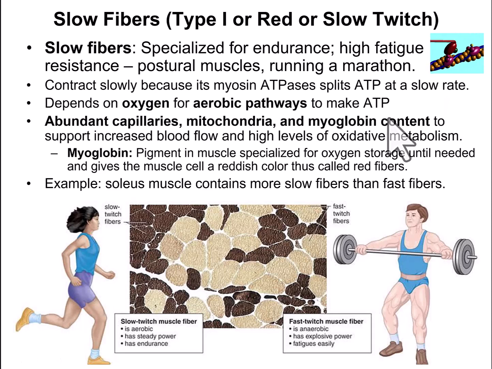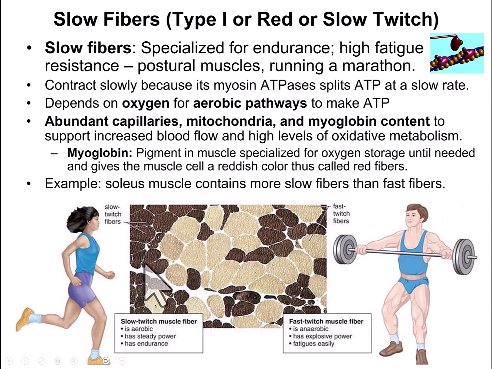And because they primarily depend on oxygen to make ATP, they're going to have abundant capillaries, lots of mitochondria, and myoglobin content to support the increased blood flow and high levels of oxidative metabolism. Remember, myoglobin is a pigment found in muscle that's specialized for oxygen storage until needed. So myoglobin gets loaded with oxygen, and when that muscle cell needs the oxygen, it releases oxygen for aerobic respiration. That's in addition to the oxygen provided by hemoglobin. Well, myoglobin gives the muscle a reddish color. Thus, they're called red fibers.